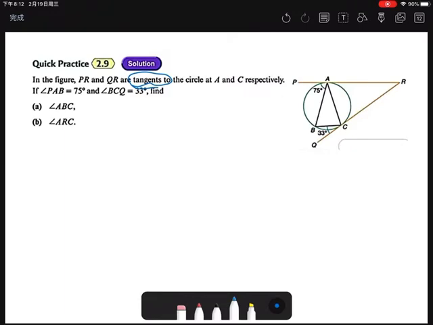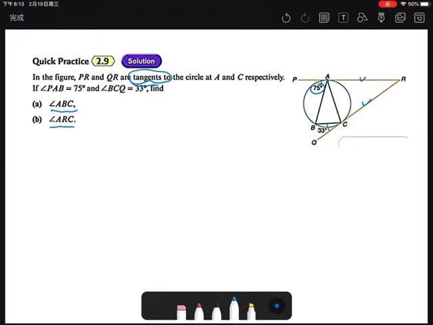In the figure, PR and QR are tangents to the circle. That is the given condition. They touch the circle at point A and point C respectively. Angle PAB is 75 degrees and angle BCQ is 33 degrees. Now let's try to find angle ABC and angle ARC.